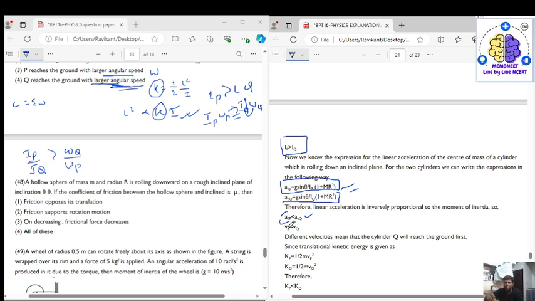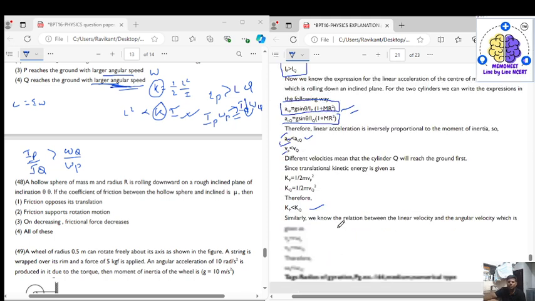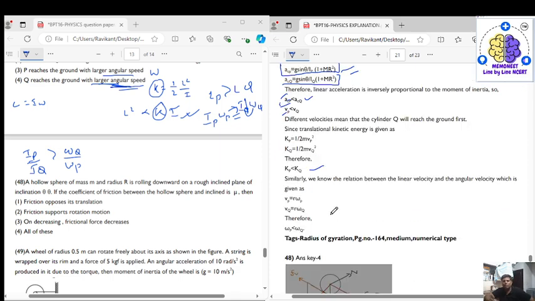Now if acceleration is small, velocity will also be small. So by this we can say the kinetic energy of P will be less than kinetic energy of Q, right? Now if velocity of P is less and Q is more, and radius of both the shapes is the same, then angular velocity of P will be less as compared to the angular velocity of Q. Therefore, omega for P will be less than omega for Q, and according to this, we have our correct option as option number 4.